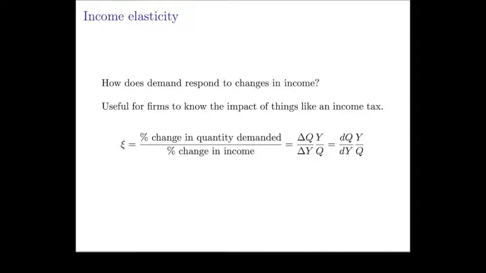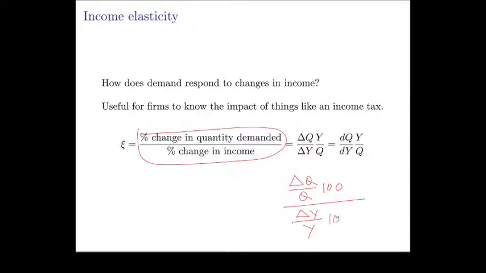So just like price elasticity, the income elasticity is the percentage change in demand divided by the percentage change in income. So again, the percentage change in demand is the proportion change in demand times 100. Percentage change in income is that. Of course, the hundreds just cancel out, so we've got this, which is exactly equal to delta Q over delta Y times Y over Q.